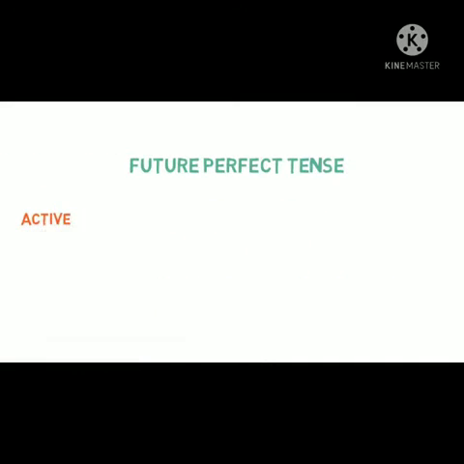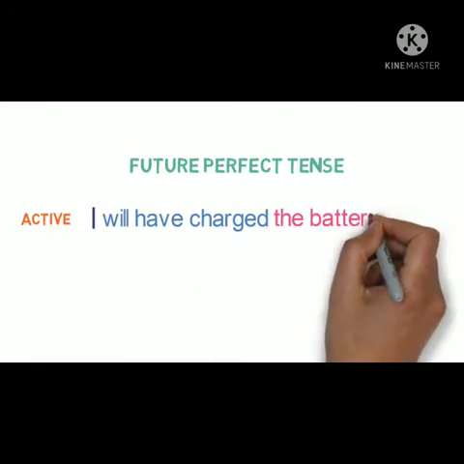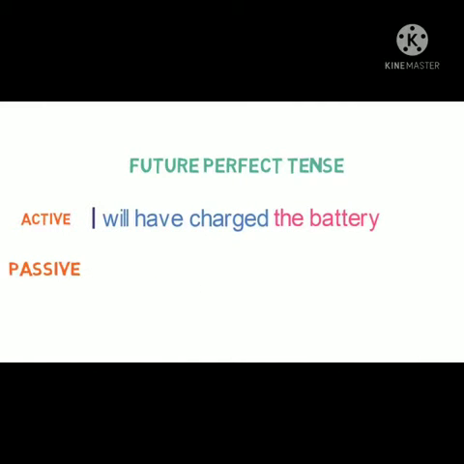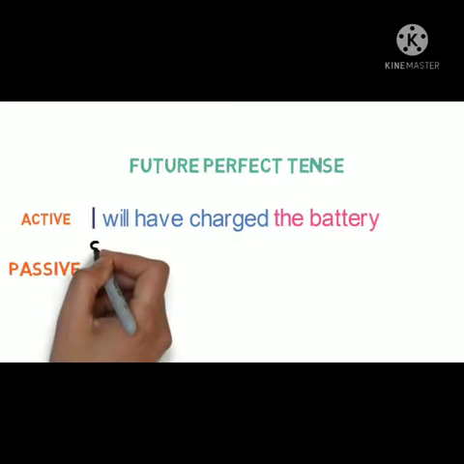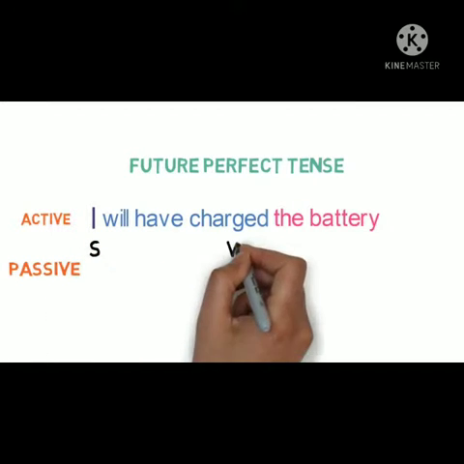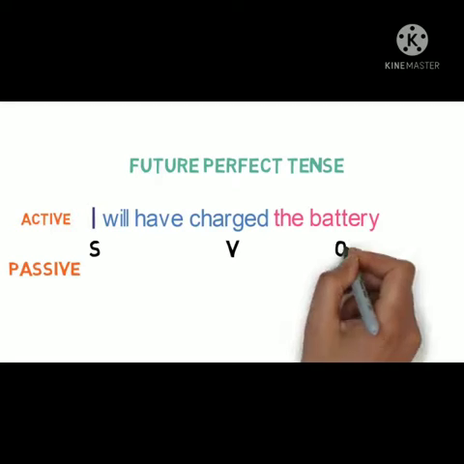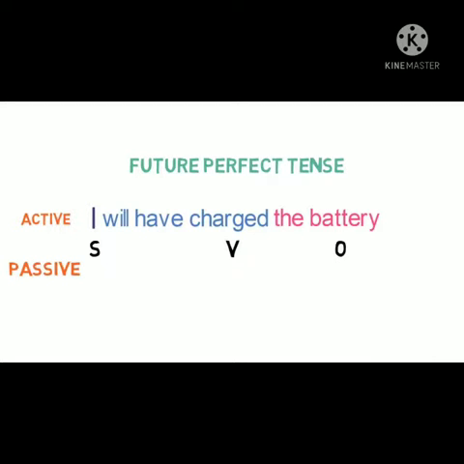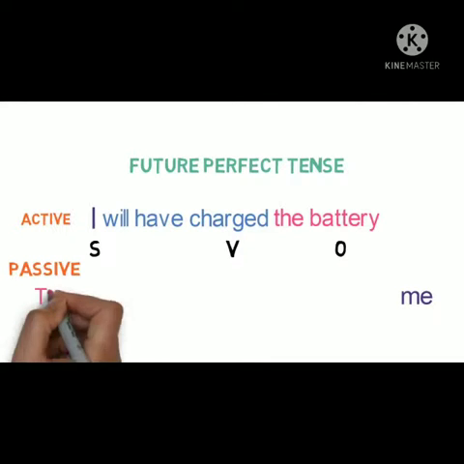Active sentence: I will have charged the battery. Passive sentence. Firstly, the subject here is I, verb is charged and object is the battery. Now let's swap the position of subject and object. So here it will be me and at this position it will be the battery.